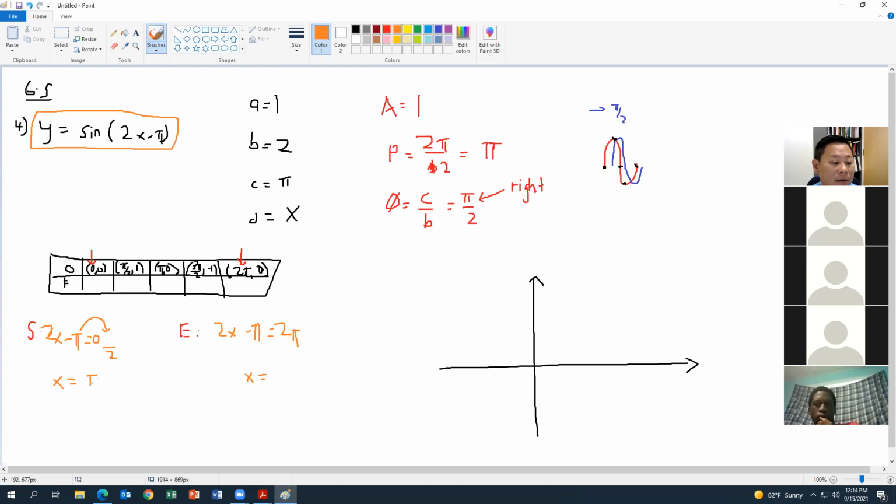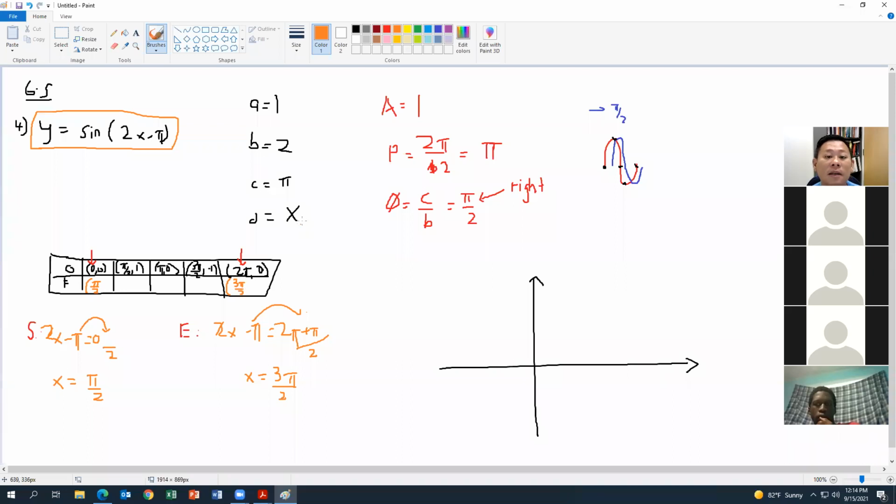It starts at pi over 2. Move the pi over, so you add pi, and then you divide by 2 because you have the 2 here. So what is the ending point? It will be 3 pi over 2, because 2 plus 1 pi is 3 pi over 2. So the starting point is pi over 2 and the ending point is 3 pi over 2.